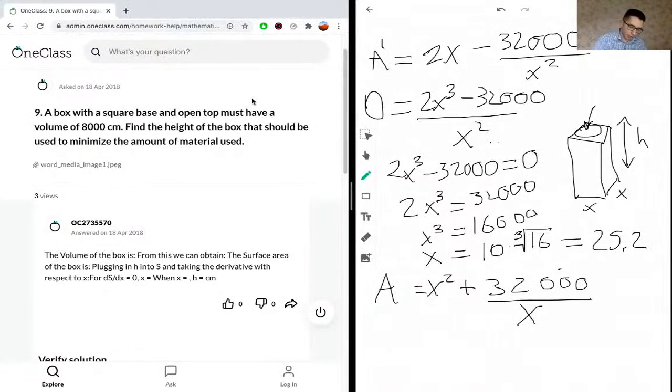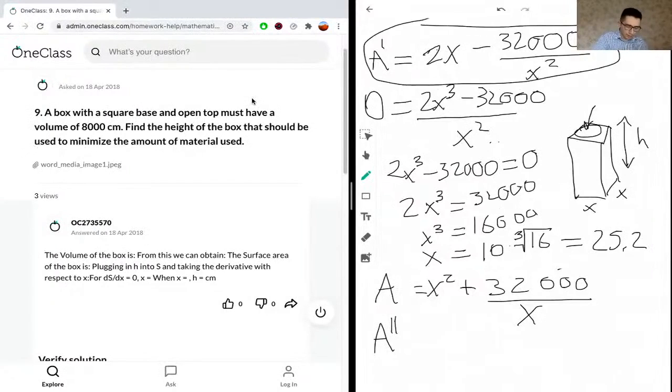So to double check that this is the minimum, we can take the second derivative of the equation and see if it's a positive or negative value. So here we take the second derivative of this equation, and we see that it's 2 plus 32,000 over x cubed.